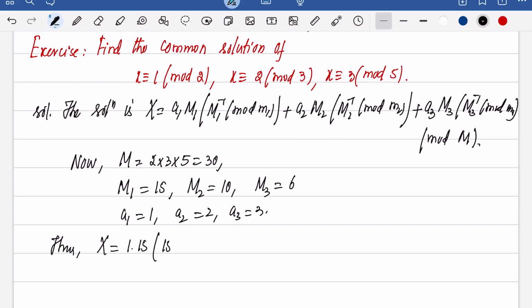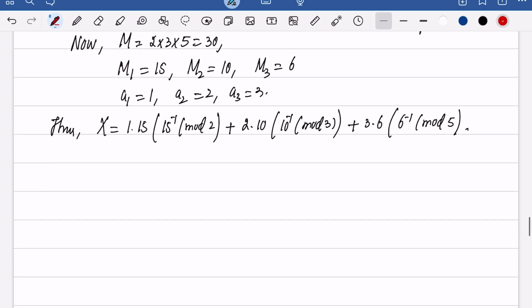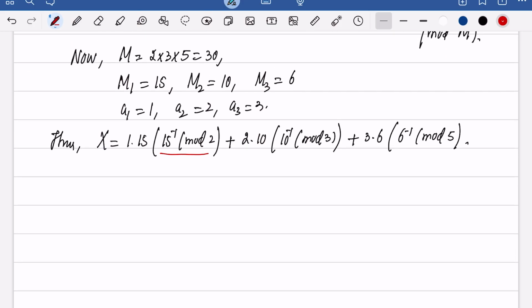Now we have to find the 15 inverse mod small m1, that is 2. Then plus second a2 is 2 into 10. Now we have to find 10 inverse mod 3. Then plus 3 into 6 inverse mod 5. Now we need to compute these three values: 15 inverse mod 2, 10 inverse mod 3 and 6 inverse mod 5.